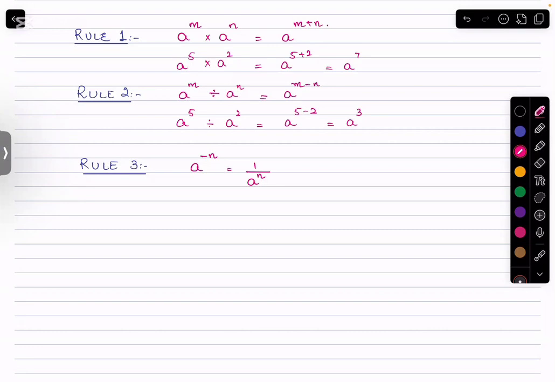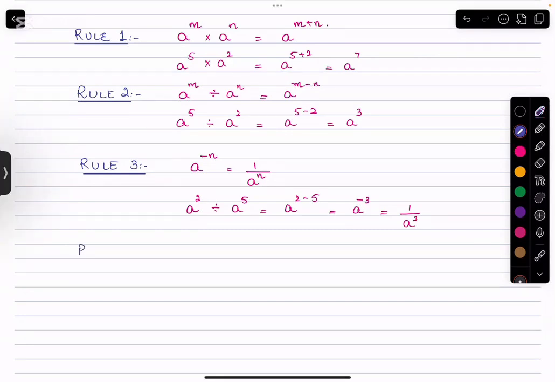I'll give an example relating it to rule 2. Let's say you have a to the power 2 divided by a to the power 5. It's division, so obviously I need to subtract the two powers: 2 minus 5. My answer for 2 minus 5 is negative 3. Now a to the power minus 3, changing to a positive index, is 1 over a to the power cubed.